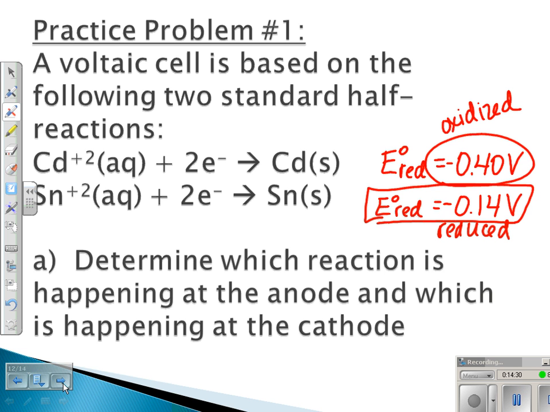So the question asks us to determine which reaction is happening at the anode and which one is happening at the cathode. We know oxidation happens at the anode, right? Oxidation happens at the anode.